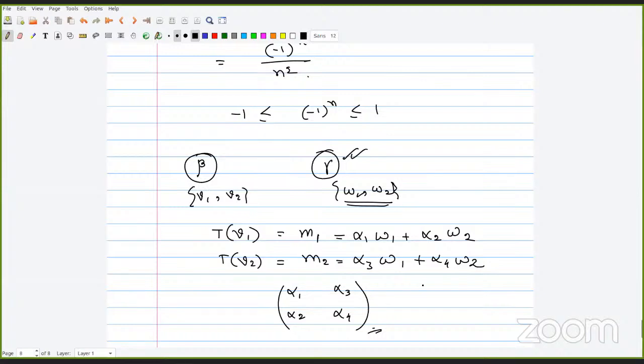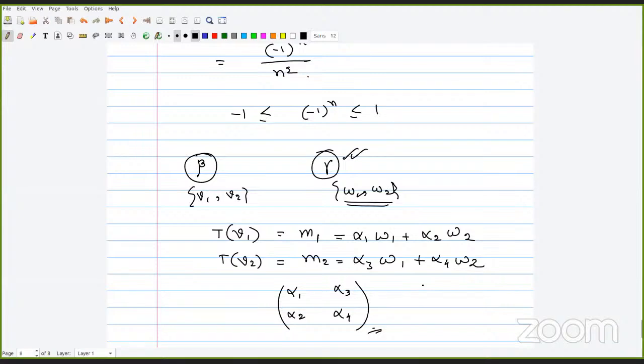Clear. And sir, when we go the reverse, then we do the same thing. Yeah, fine. Sir, this M1 and M2 we will be getting from some transformation rule given, is it? Transformation will be given. Otherwise, the transformation is given, and you are asked to find some matrix representation of that transformation with respect to some basis. Then this is the process.